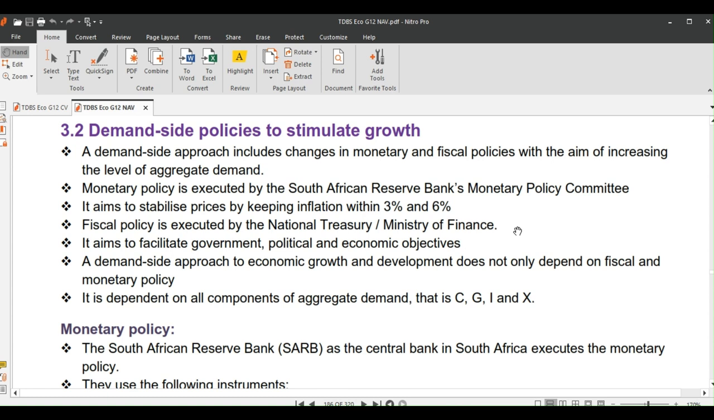I almost said Tito Mboweni. Well, it's because Enoch was only appointed in August 2021. I guess we are not used to him yet. He has only presented one budget speech and one medium-term budget policy statement.